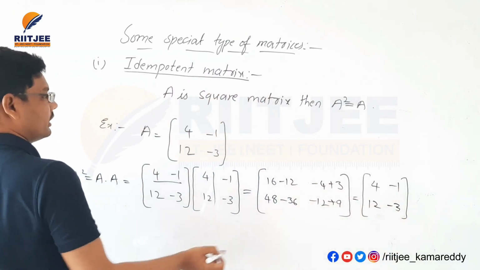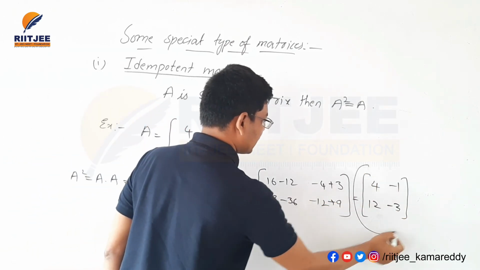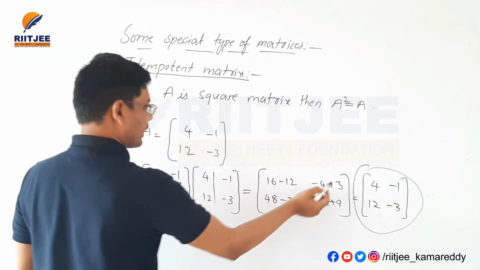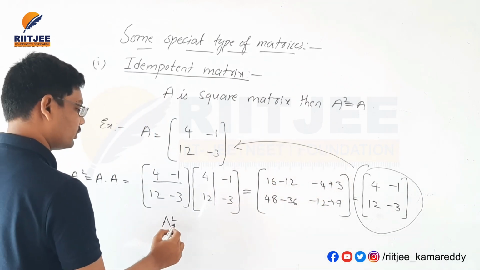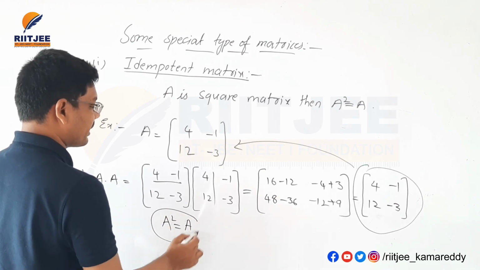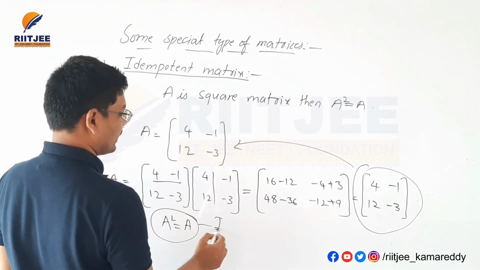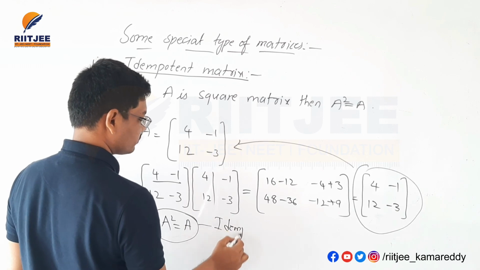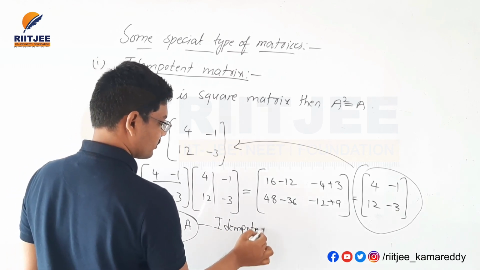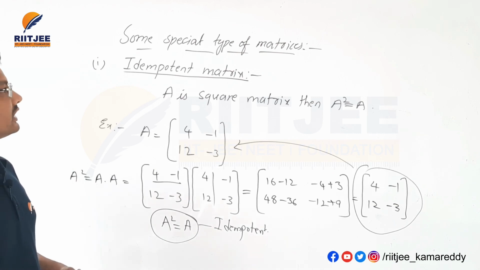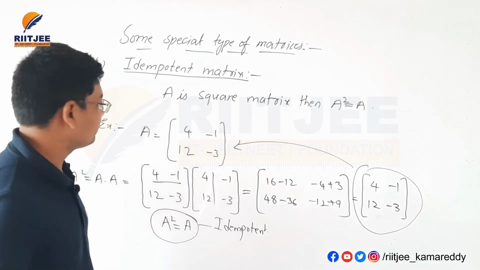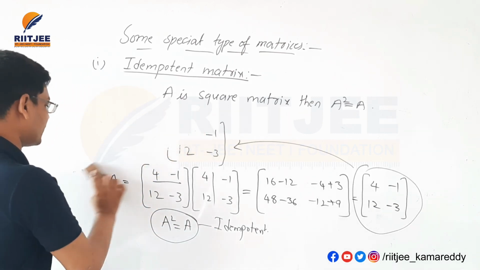If you observe the answer for A square, it is the same as A. So A square is equal to A. Those types of matrices are called idempotent matrices. We have some properties of idempotent matrices.